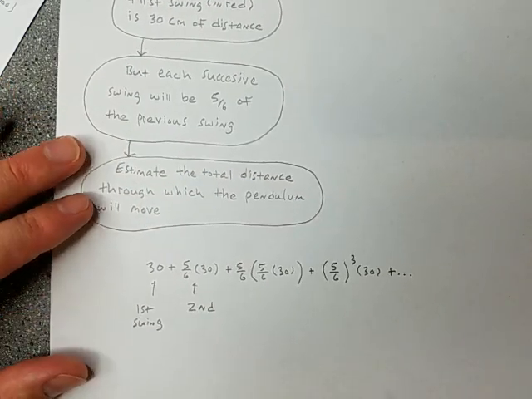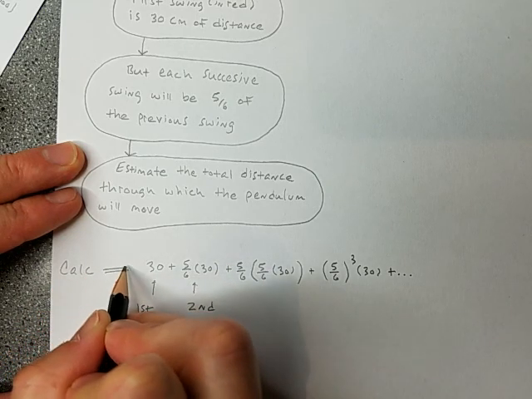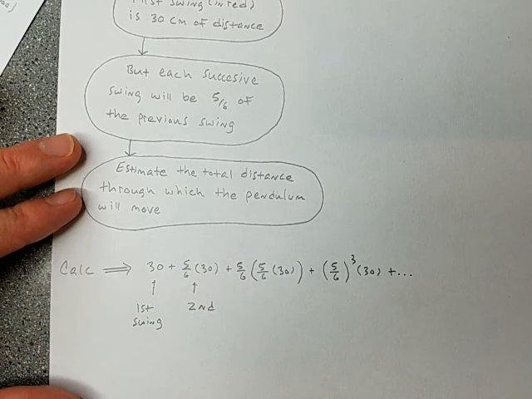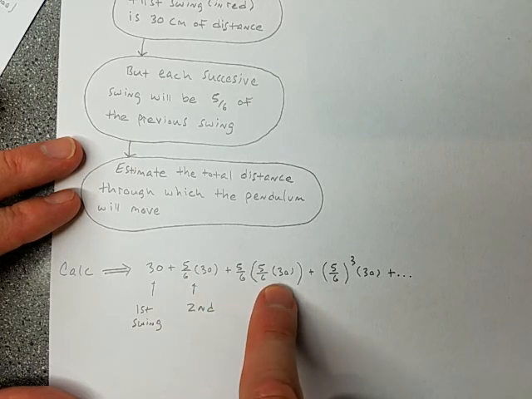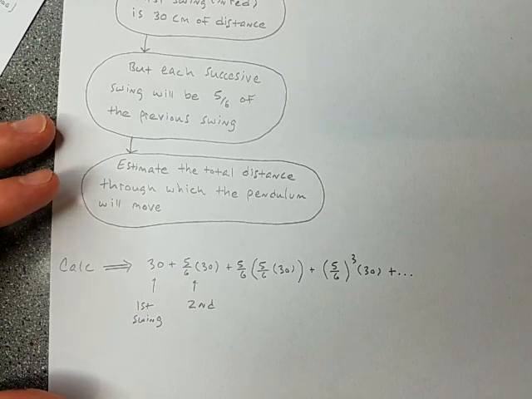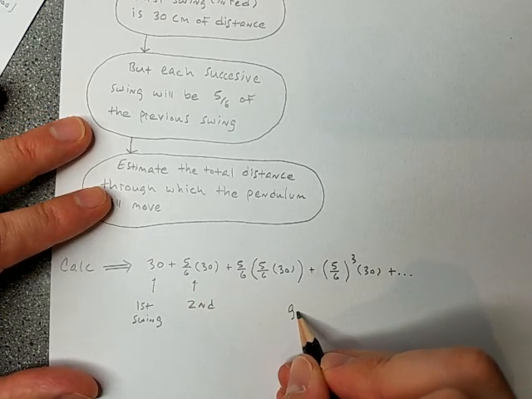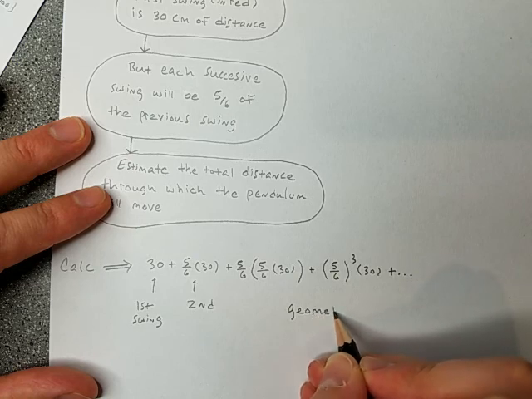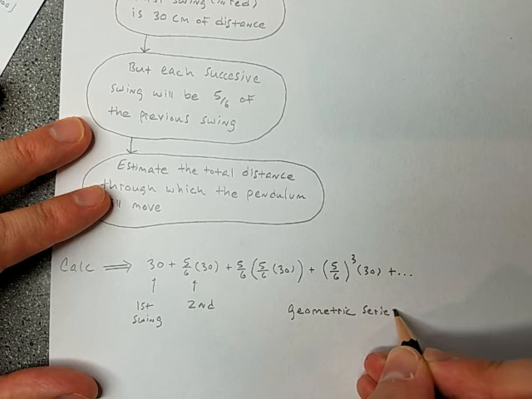All right, so we're needing to calculate that, all right? What's 30 plus 5/6 times 30 plus 5/6 squared times 30 plus 5/6 to the third power times 30? You get the idea. Well, what do we know about this? It's a geometric series. Okay.